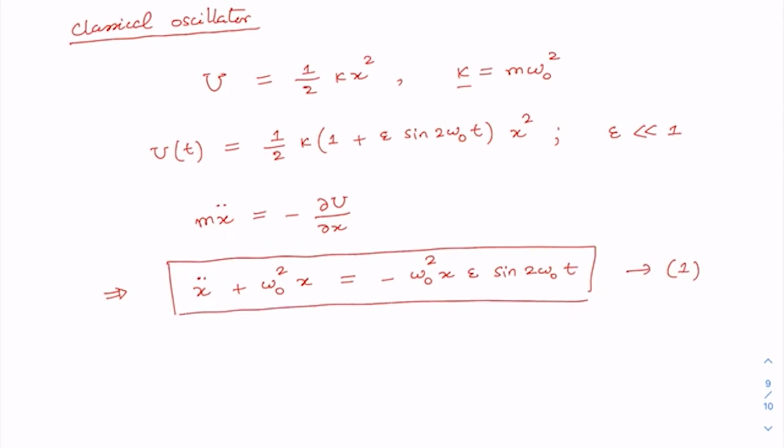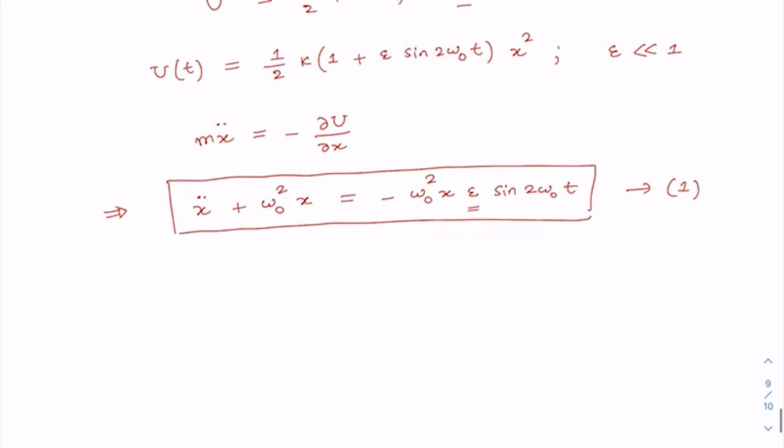Now because epsilon is a very small quantity, we can guess a solution of this equation 1. So let us say x of t, the solution is of this type, where we have a cos omega 0 t plus b sine omega 0 t.